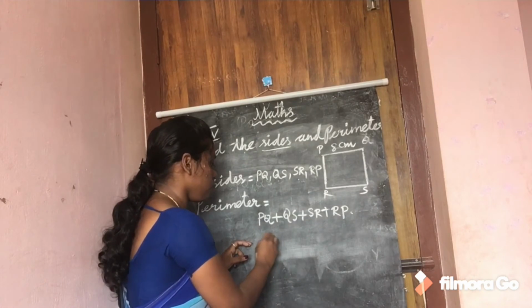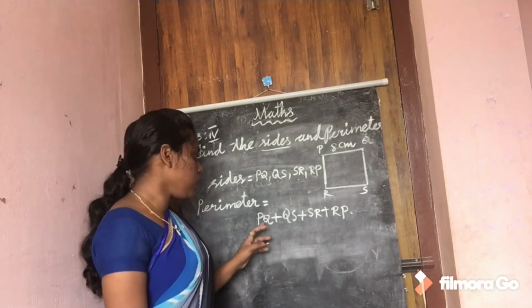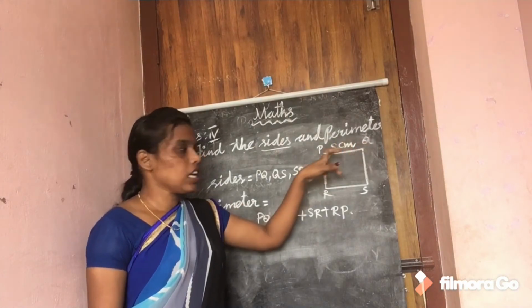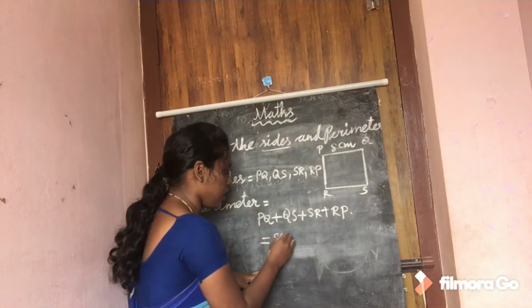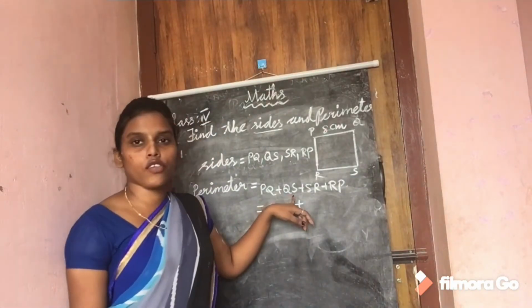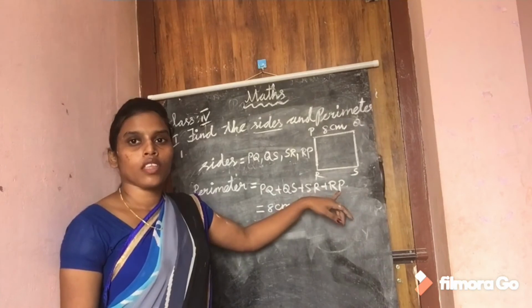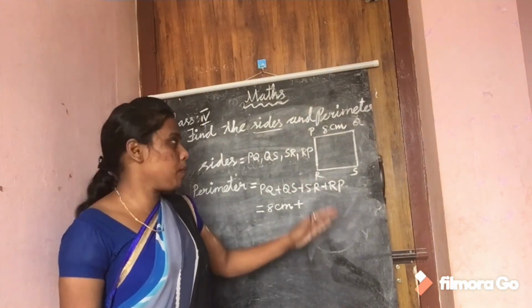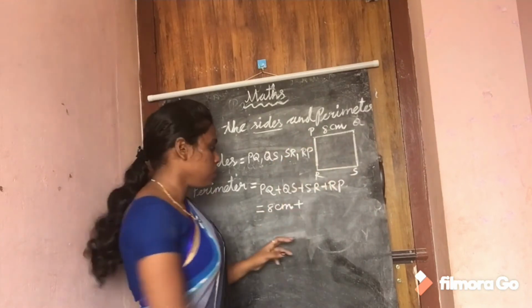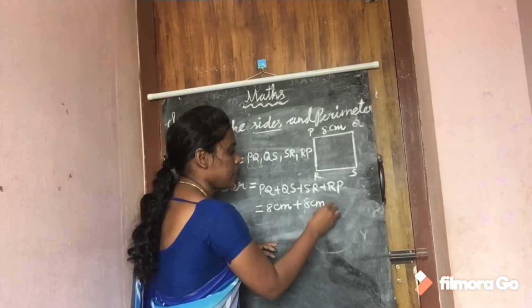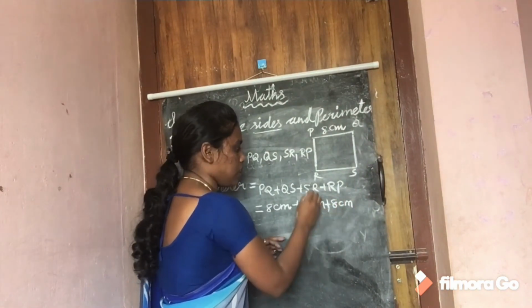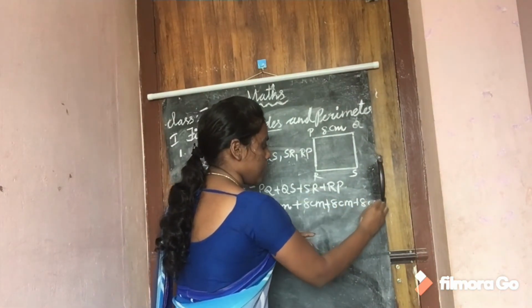Then you have to write the centimeter here. What is the centimeter of PQ? Yes, you can see here. PQ is 8 centimeter. So you have to write 8 centimeter here. Then plus, what is the centimeter of QS and SR RP? It's the same centimeter only because this is a square shape. So all the sides are equal in length. So you have to write 8 centimeter to all the sides. Plus 8 centimeter plus 8 centimeter.